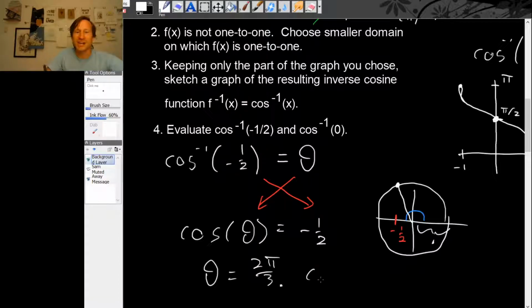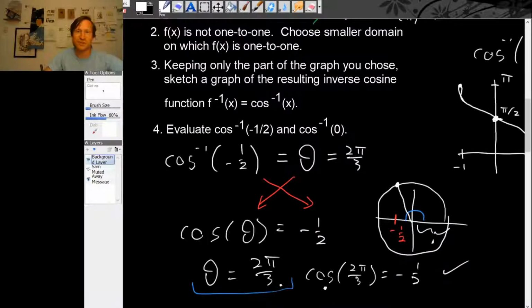And if you want to check, you can calculate cosine of 2 pi over 3, either by finding a reference angle or just remembering your unit circle. It is indeed minus a half, so this value for theta is correct. So inverse cosine of minus a half is 2 pi over 3.